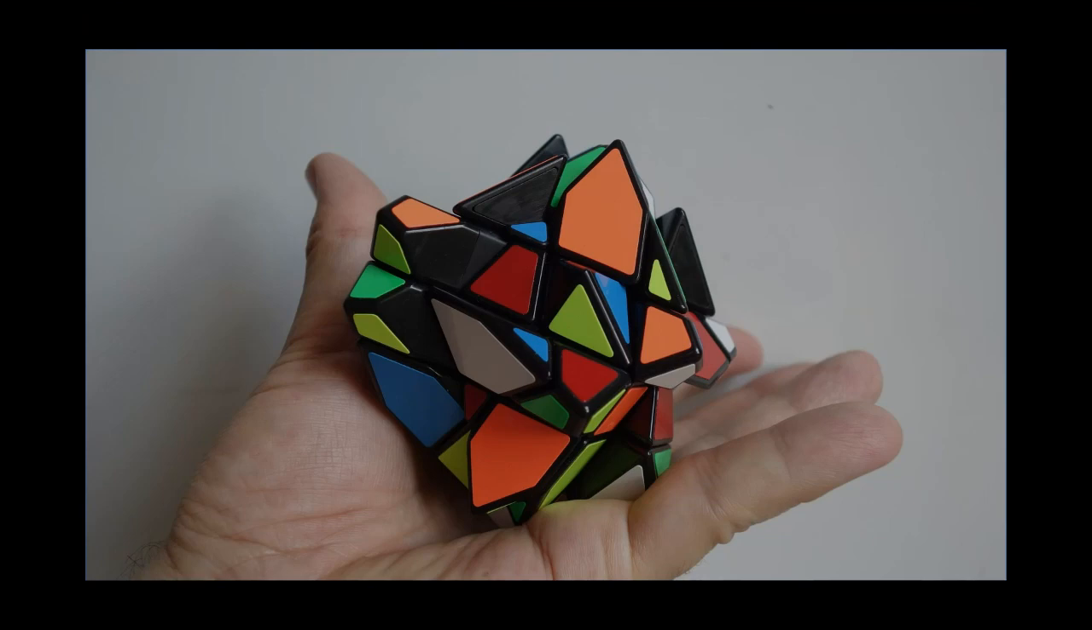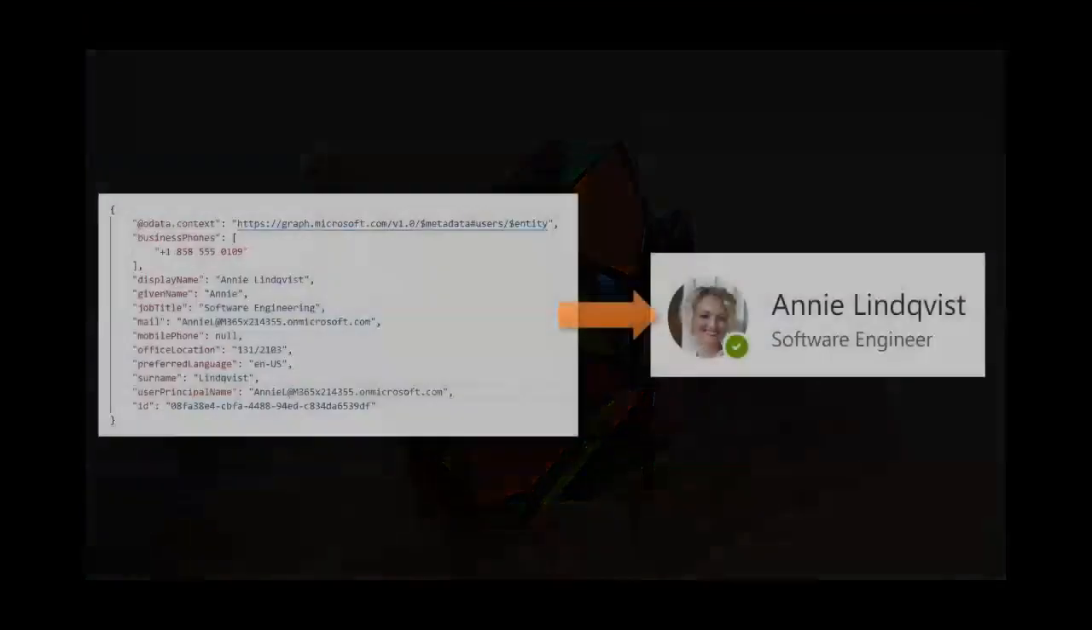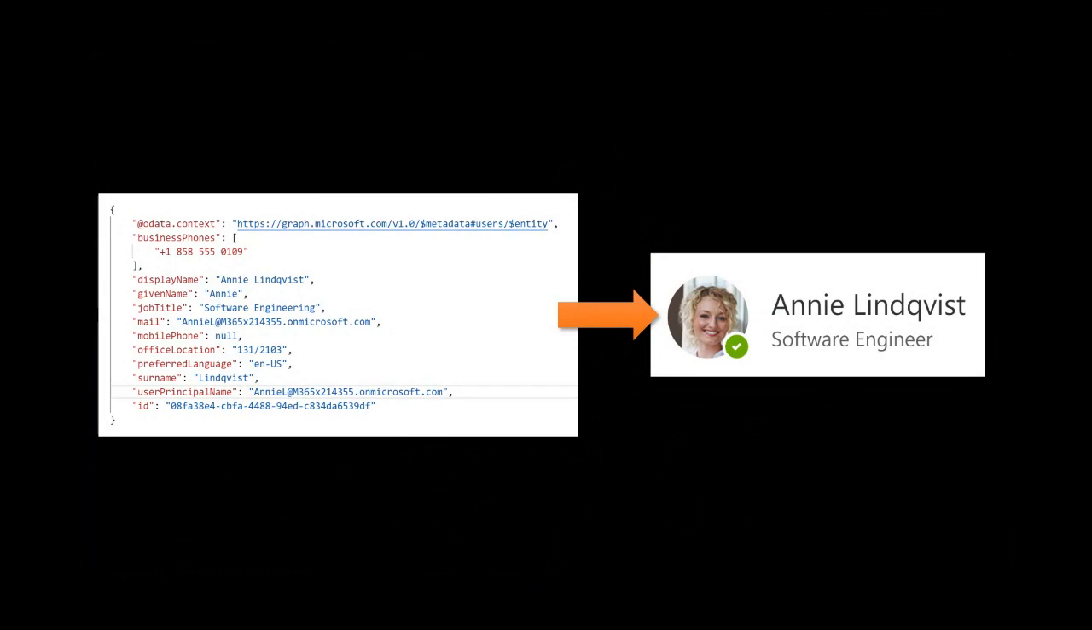So if I wanted to take information about someone, this is just the result of a Graph Explorer or Graph API call that's returning information about Annie, and I wanted to show a persona card, something more consistent with the user experience you would see inside of SharePoint or Microsoft 365, you would have to take the code that you got on the left and create your own component on the right.